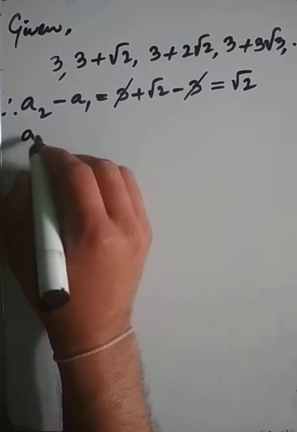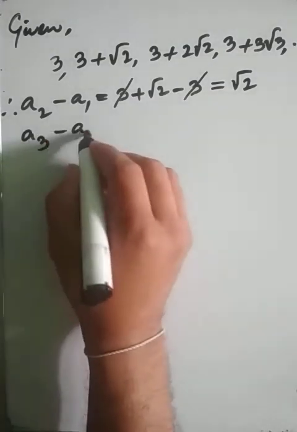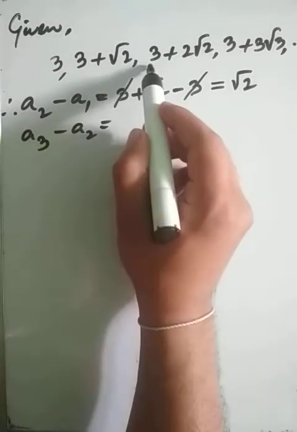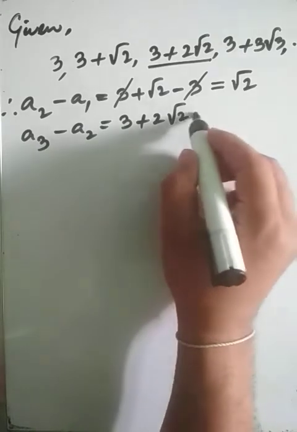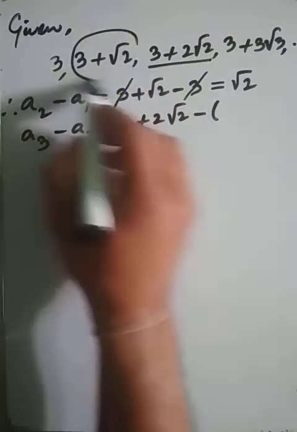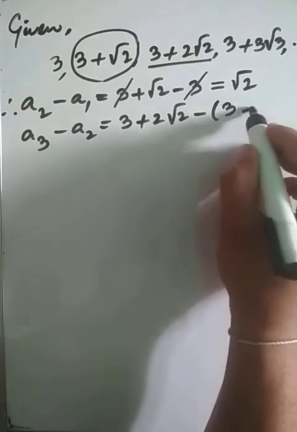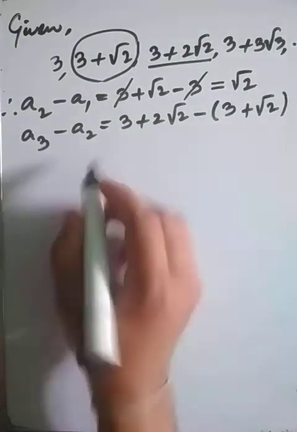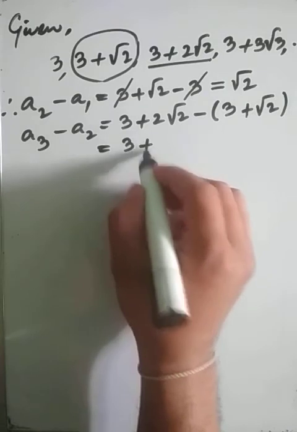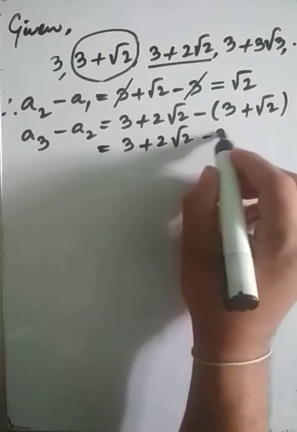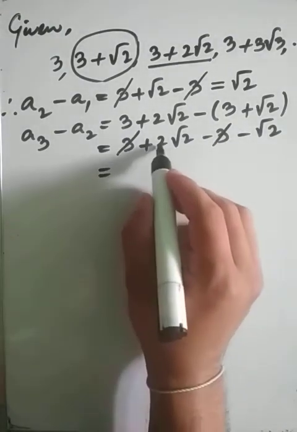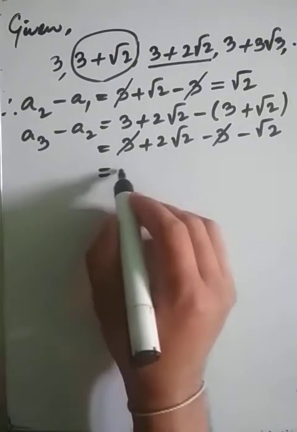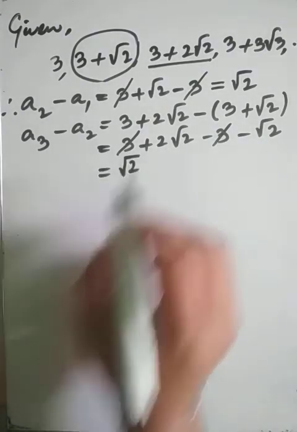Next, A3 minus A2. Here the third term is 3 plus 2 root over 2, minus the second term, 3 plus root over 2. So 3 plus 2 root over 2 minus 3 minus root over 2. Here 3 minus 3 cancelled, so we get 2 root over 2 minus root 2. That means just 1 root over 2. That means root 2 only.